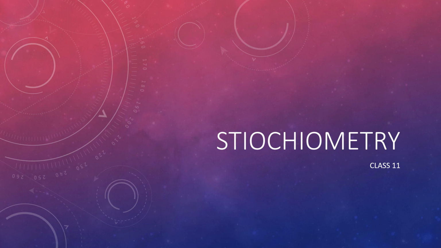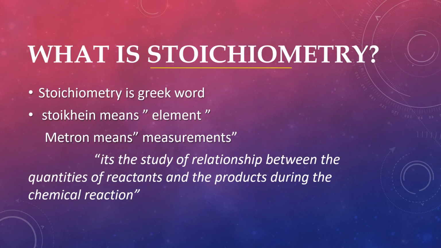In this lecture, we're going to talk about stoichiometry. What is stoichiometry? Stoichiometry is a Greek word in which stoichein means elements and metron means measurement. Combining these two things, element and measurement, we get that it is the study of the relationship between quantities of reactants and products during a chemical reaction.